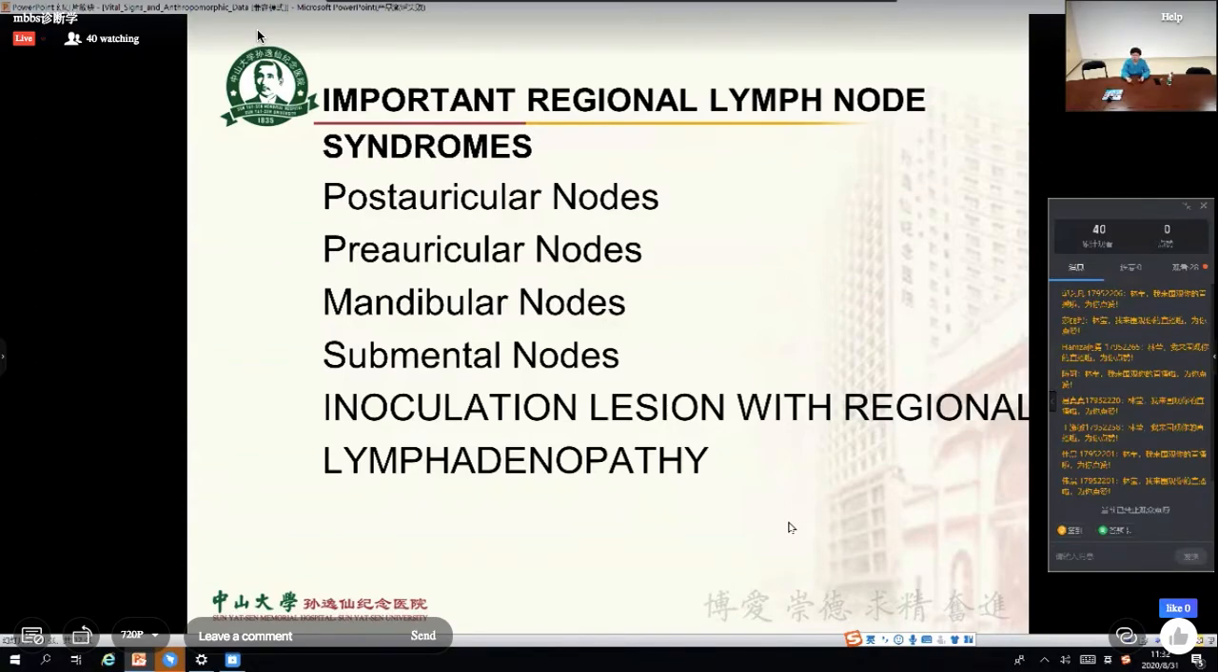And for research, we often perform inoculation of the lesions with regional lymphadenopathy disease. We may take some exudates from these lymph nodes or do a puncture of the lymph nodes and use these exudates and specimens to inoculate into animals to see what kind of infection this patient suffered. So these are the importance of lymph node examination and sometimes of getting specimens from these lymph nodes.